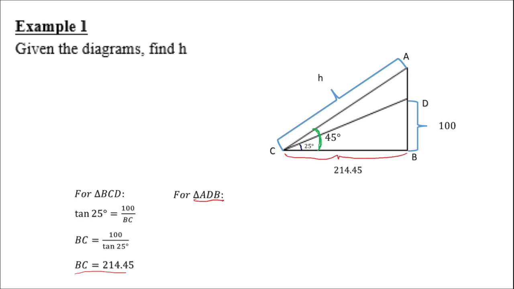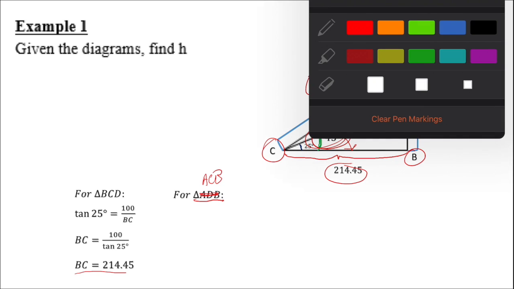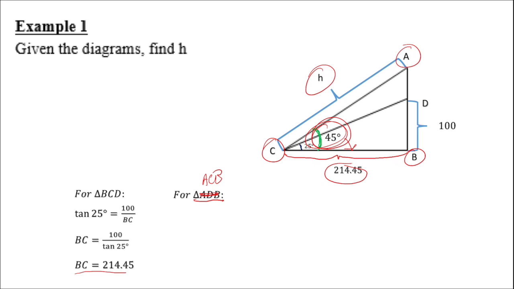We have ADB. Ooh, that's written wrong. It should be ACB. ACB. What do we want? We want the hypotenuse. What do we have? Relative to this angle, we have the adjacent. So how are we going to find that? Let's look at it. We haven't had to do this in a while.